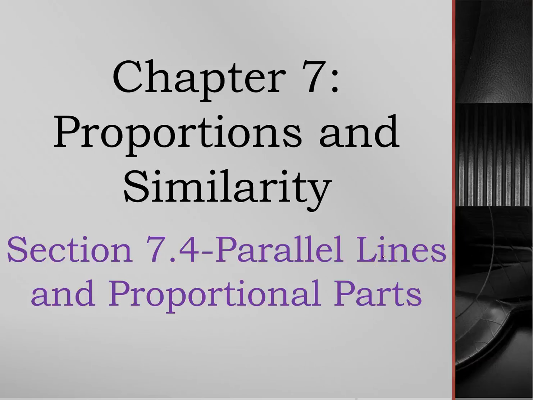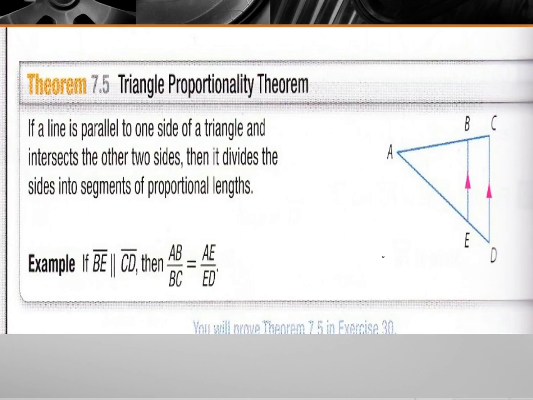Alright, the next section in Chapter 7 is Section 7.4, parallel lines and proportional parts. So again, we are still dealing with the concept of proportional sides with these figures. Now we're just going to include parallel lines into the discussion. The triangle proportionality theorem states, if a line is parallel to one side of a triangle and intersects the other two sides, then it divides those segments into proportional lengths.